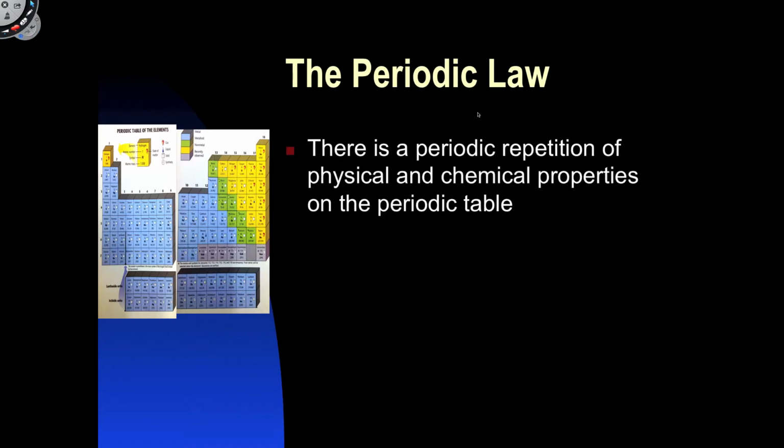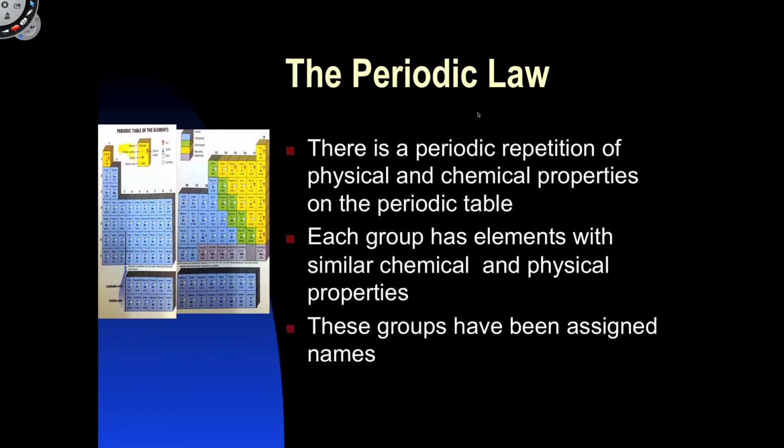The periodic law. Basically, it's this idea that in the periodic table, columns on the table have elements of similar properties when they're laid out according to increasing atomic number. And this is called the periodic law.